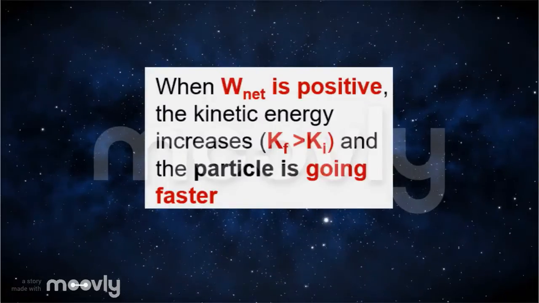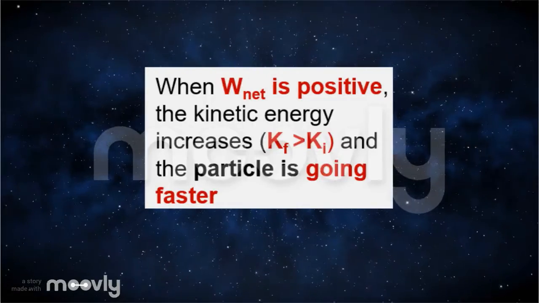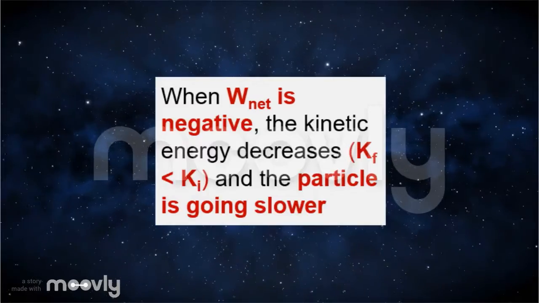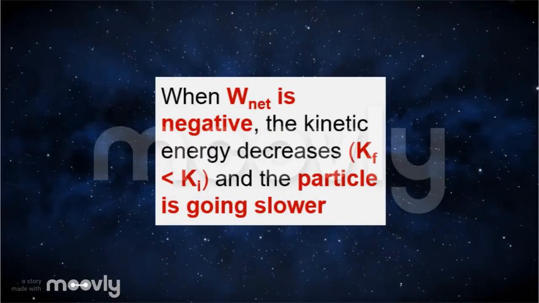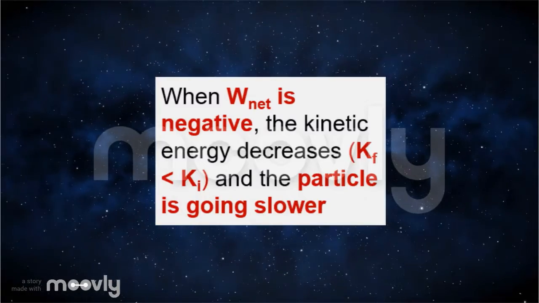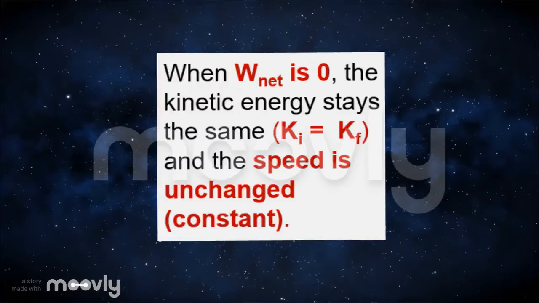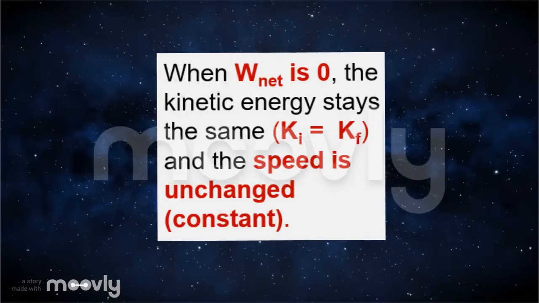It is worth noting that the net work done is positive if the kinetic energy increases, or if the particle is going faster. And vice versa, work done is negative if the kinetic energy decreases, or the particle is going slower. And the net work done is zero if the kinetic energy stays the same, or the speed is constant.